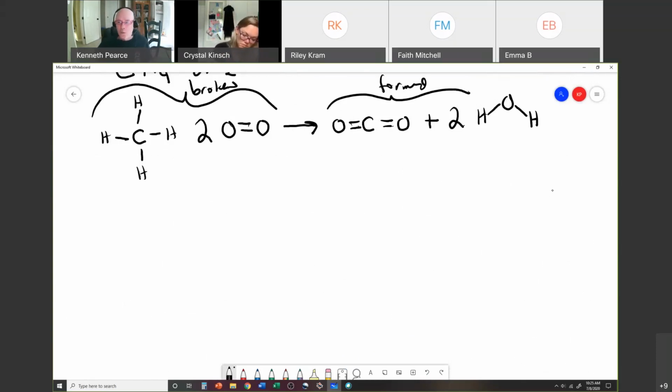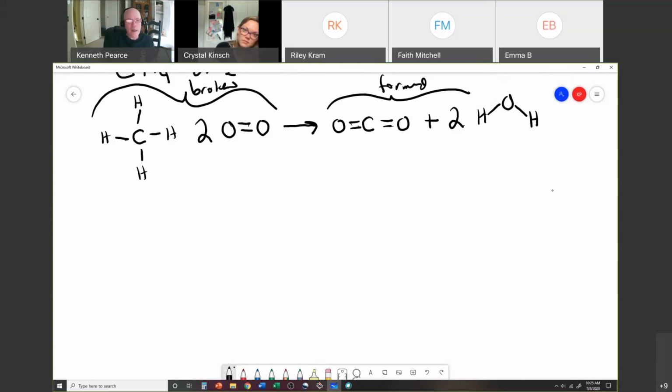Now, they're not necessarily broken from one side to the other, and they're not necessarily formed from one side to the other. You could just break one and form one. I think on this one, we're going to break everything and form everything, and it's not always that way.